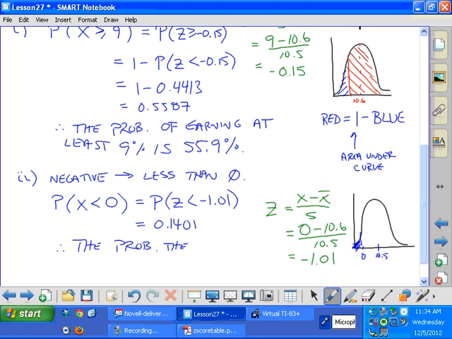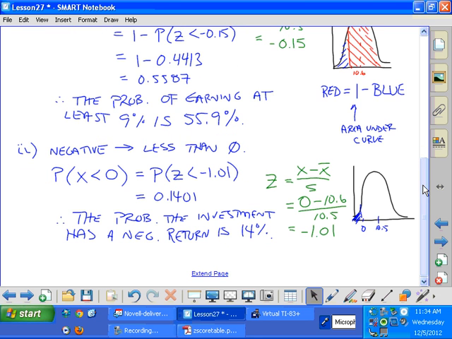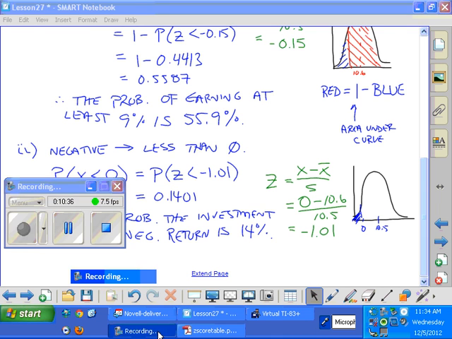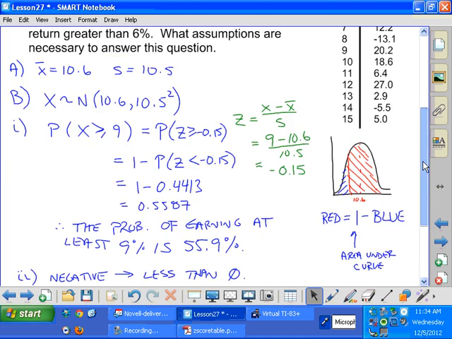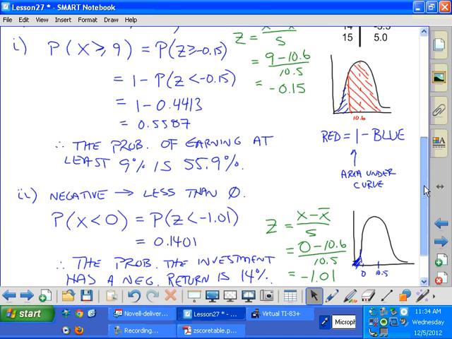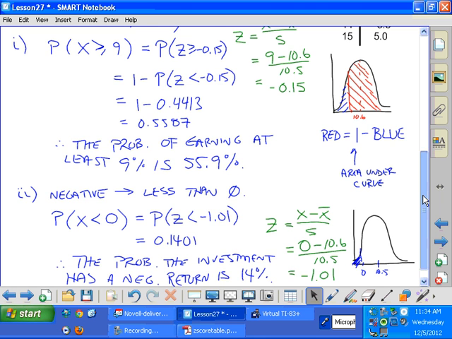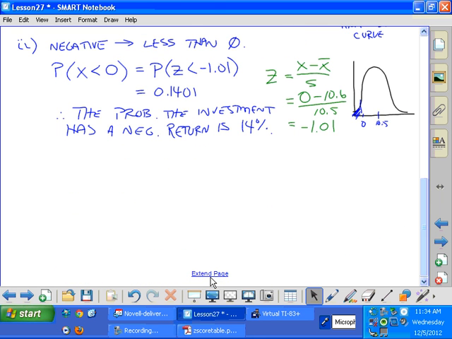So therefore, the probability the investment has a negative return is 14%. So there's a 14% chance that you will have a negative return, a 55.9% chance you'll have more than 9%. So when they're gauging the safety or how much risk is involved with a particular stock, that's what they're looking at. They're looking at the probabilities. So in this case, I'd say the stock is fairly safe because a 55% chance that it's going to yield 9% or greater is a very good return.